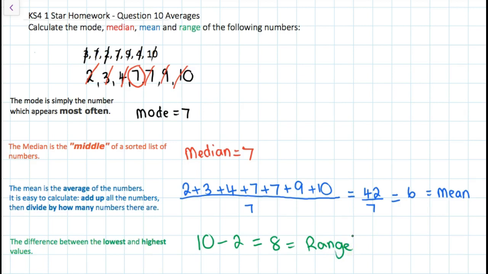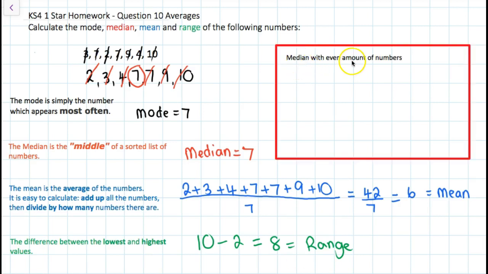Okay, if you keep posted, I'll put on a video now for the even number of numbers for the median, because it is slightly different. And look at the median with an even amount of numbers, and all I'm going to do is take these numbers and add a 1 on the start of it. So we're going to say 1, 2, 3, 4, 7, 7, 9 and 10. So instead of the original 7 numbers we had, we've now got 8 numbers.